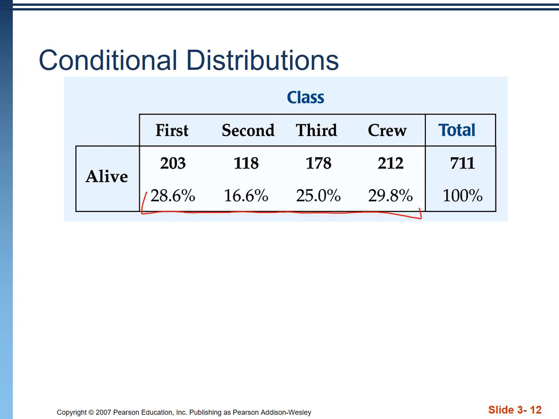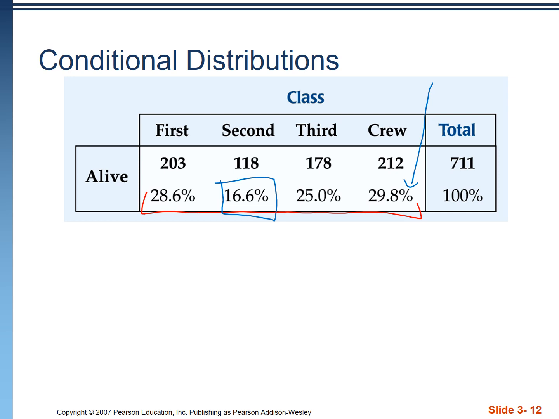Okay, it looks fairly consistent, around 25%, with the exception of second class. Second class had the lowest percentage of survivors at 16.6. Crew class actually had the highest percentage. So we're not seeing that decrease as we go from first class, which we would expect to have the highest, down to crew, which we would expect to have the lowest.